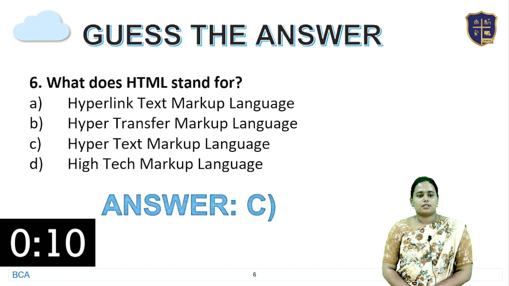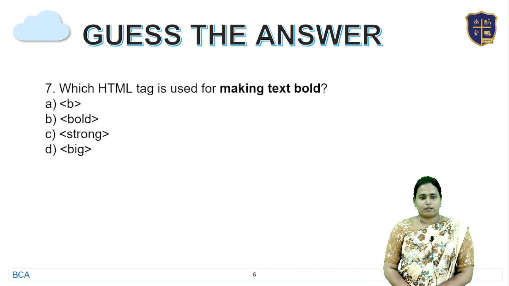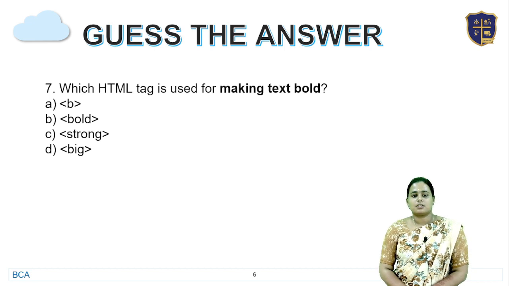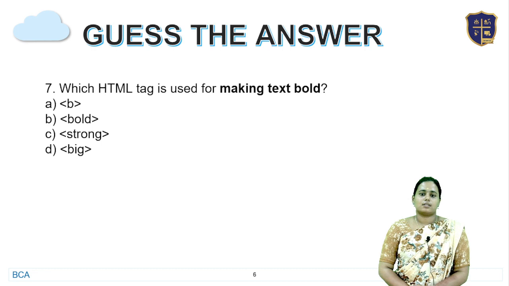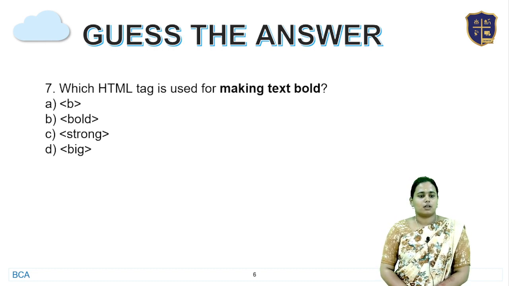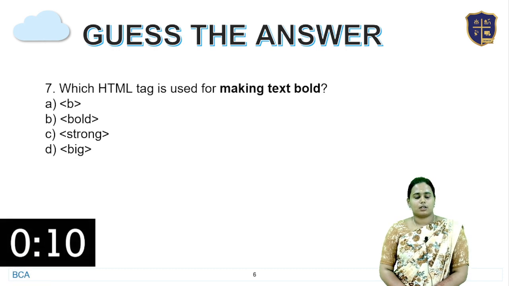Yes, the option is C, hypertext markup language. Okay, next, this will be our next question. Which HTML tag is used for making your text bold? As we already discussed, there are certain tags in HTML. Option A B, option B bold, option C strong, option D big. If you know the answer, you can post your answers in the comment box. Okay, your time starts now.